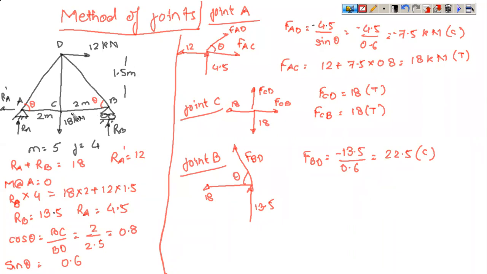is, this is 2 meters, this is 1.5 meters. So by Pythagoras theorem, we have calculated the length of BD. So this is under root of 2 square plus 2 square plus 1.5 square. So this came out to be approximately 2.5 meters. So 2.5 meters is the length. So cos theta comes out to be 0.8, sin theta is 0.6.